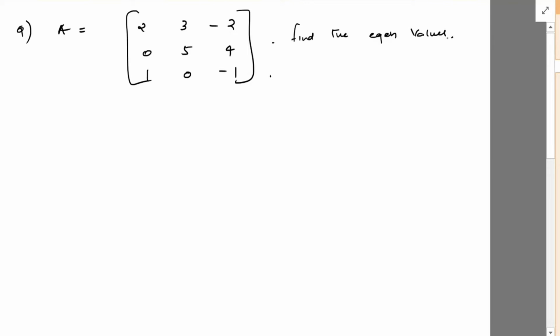So first you have to find the characteristic polynomial. That is, take the determinant of A minus lambda I. So how will you find the determinant? A minus lambda I is subtracting lambda from the diagonal entries of A. So it is 2 minus lambda, 3, minus 2; 0, 5 minus lambda, 4; 1, 0, minus 1 minus lambda.